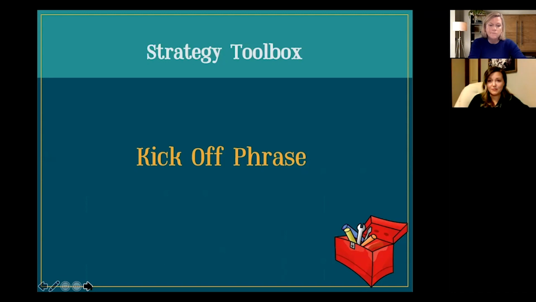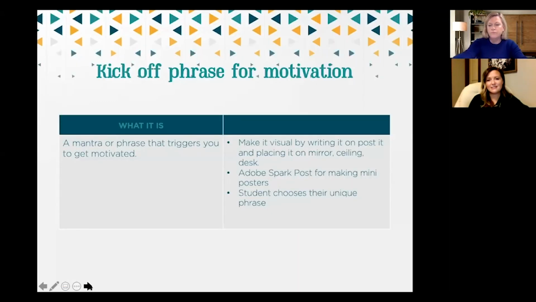Phrases can be pretty powerful for kids to help them get going on things. And I think it's also really important for kids to have a mantra that they have memorized and that they can fall back on during struggles. So that's the idea behind this next toolbox strategy.